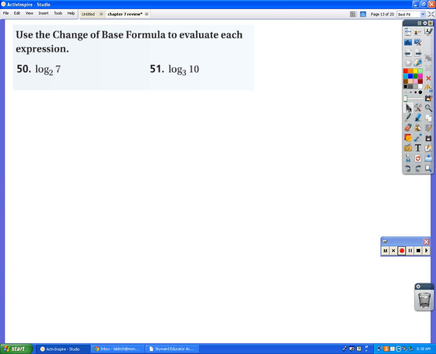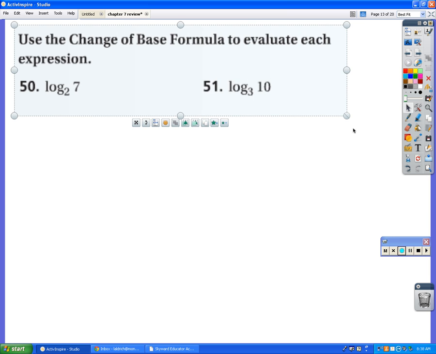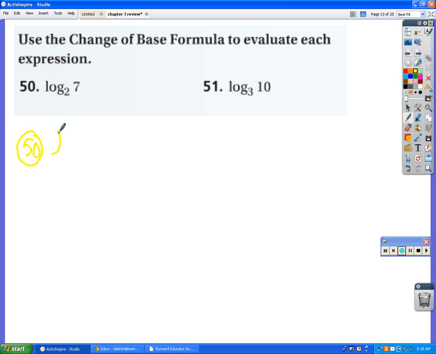Okay, do you remember the change of base formula? Number 50 is saying 2 to what power is 7? Who knows, right? 2 squared is 4, 2 to the third is 8, so it's somewhere between 2 and 3, but you'd like to figure it out. So on your calculator you go log 7 divided by log 2. What is it? 2.8.